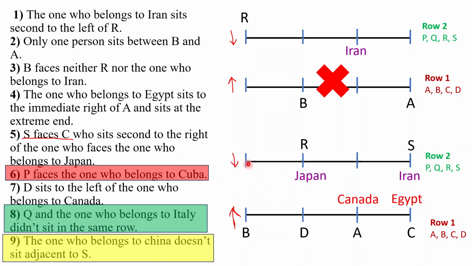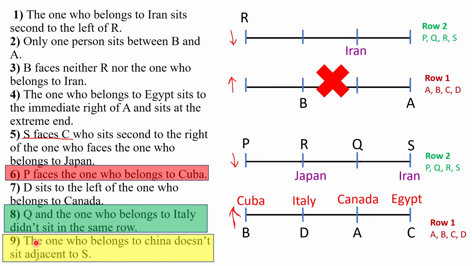Okay, so we will place P here at this position. So B will belong to Cuba. The next is Q, and the one who belongs to Italy didn't sit in the same row. We will place Q here at this position. Since the person who belongs to Italy is not from row 2, we have to assign Italy to the person who belongs to row number 1. So D will be from Italy because only D was left in row number 1.